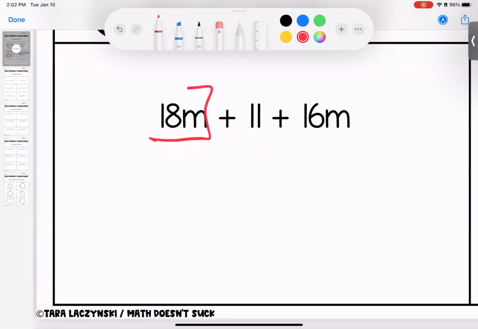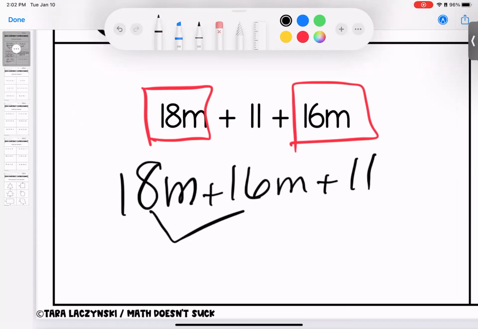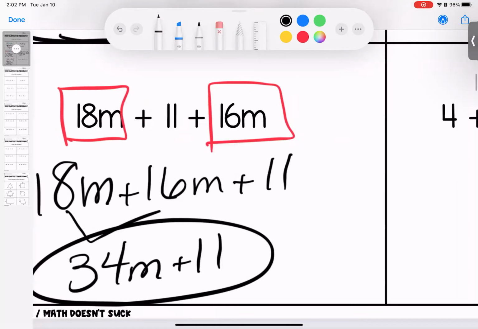Dropping down below. Like and like. 18M, 16M. 18M plus 16M plus 11. 18 and 16 is 34. Bring your M plus 11. Last one on this page.